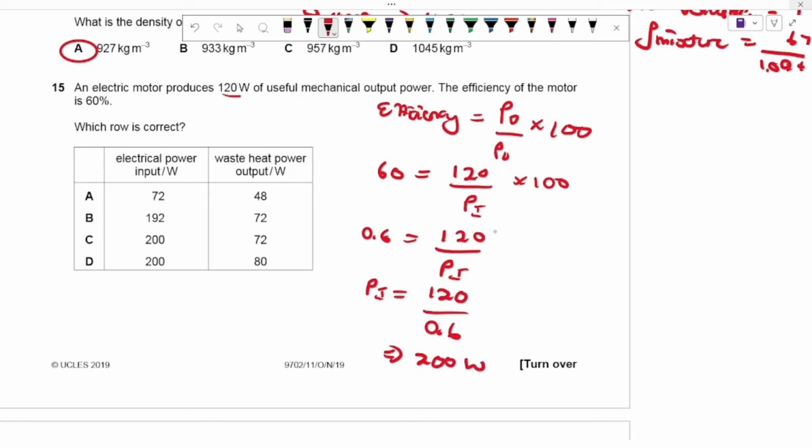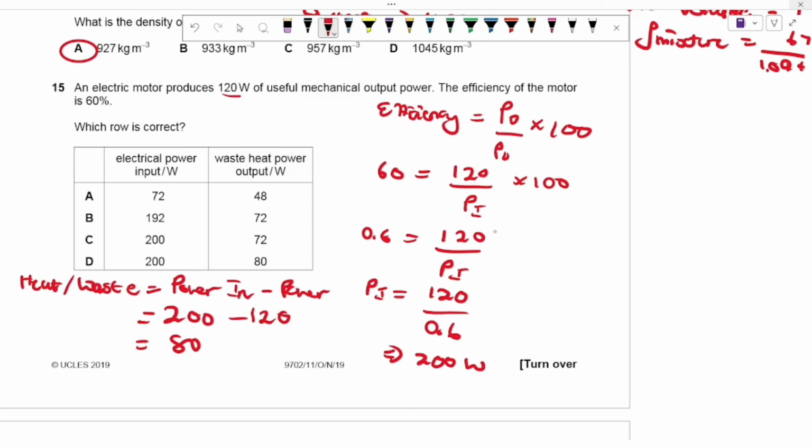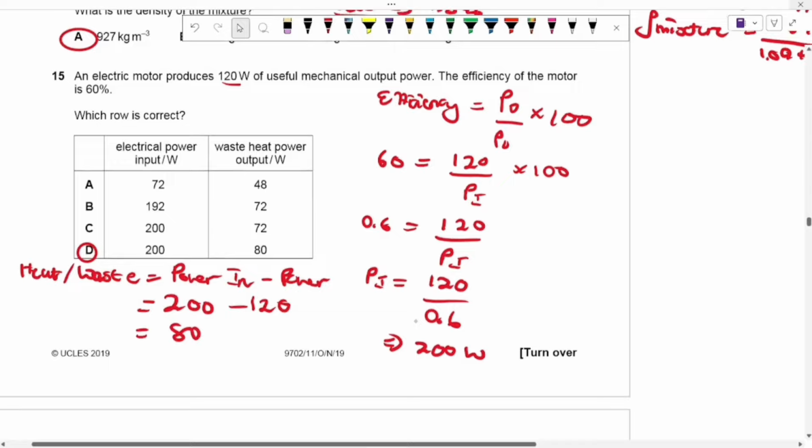200 watts. Okay. But, guys, look, I'm putting in 200, but I'm getting 120. What's happening? I'm losing energy as heat. So heat or waste is going to be equal to my power input minus my power output. My power input, I'm putting 200. So if I was losing nothing, I should have gotten 200 out. But why am I getting 120? It means I'm losing 80. I put in 200, I get out 120, I lose 80. Simple as that. So the answer is D.